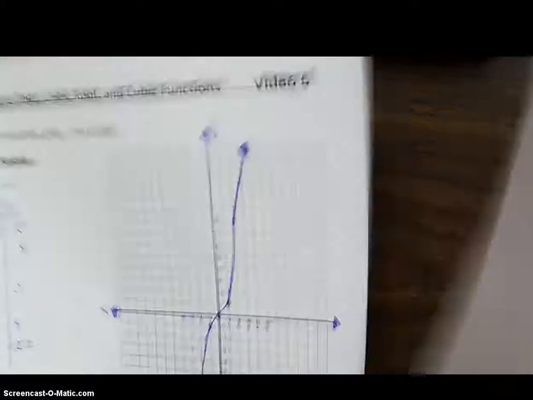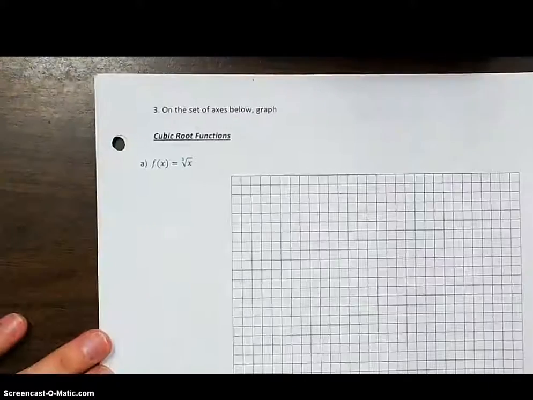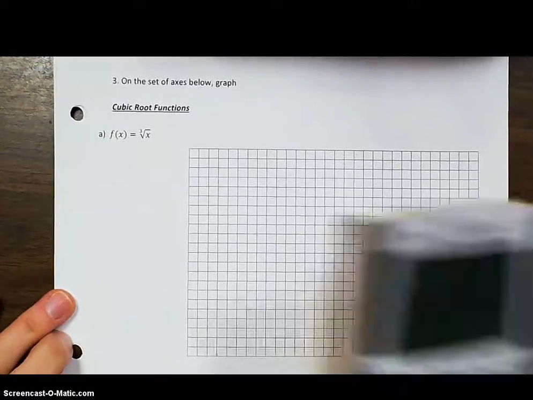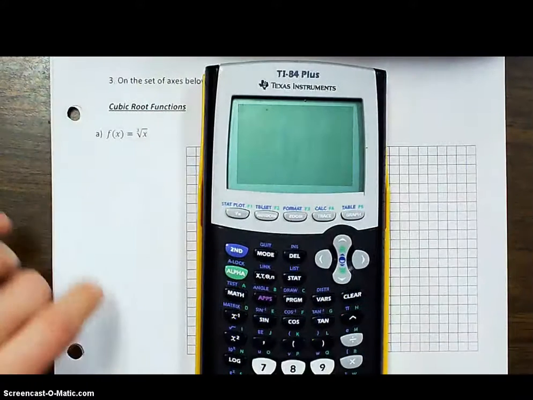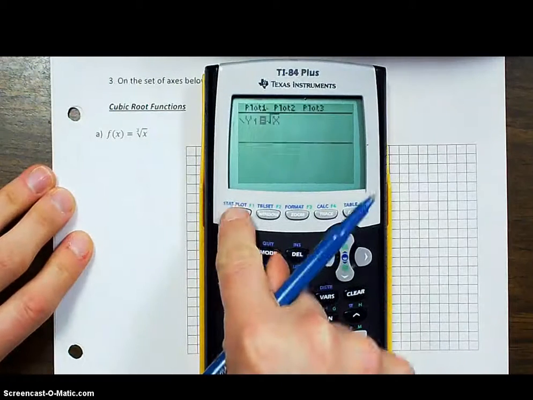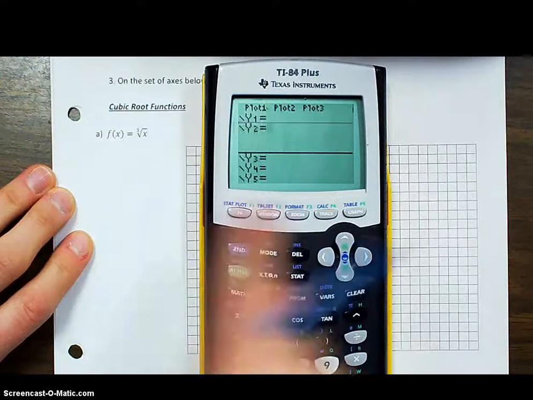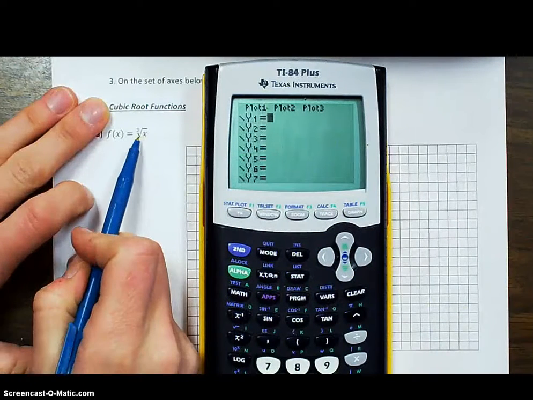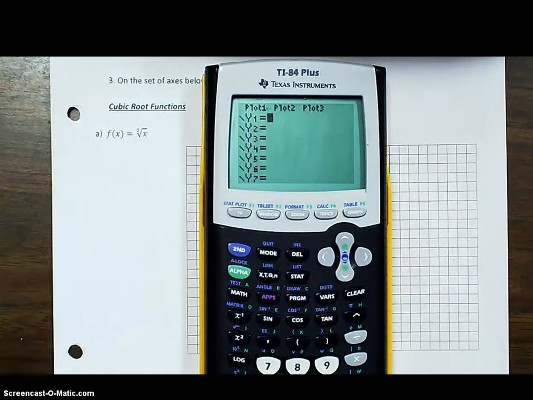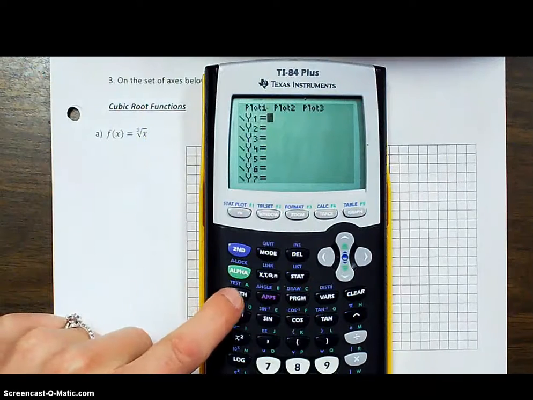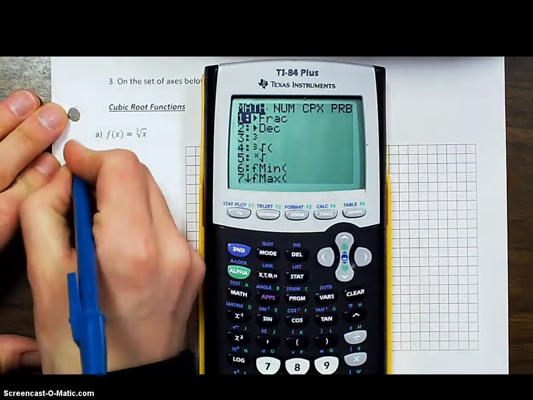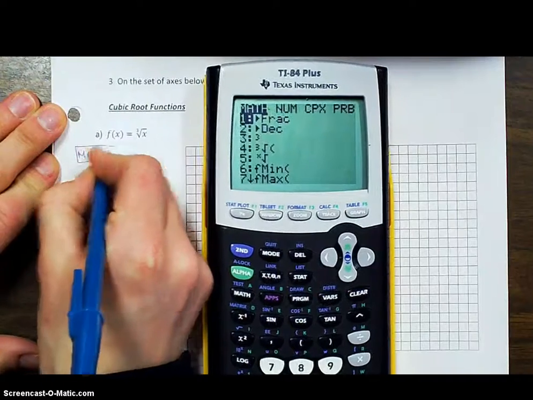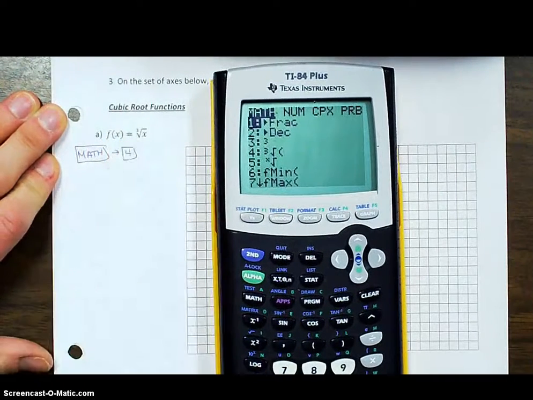All right, up next, our last one for today. We're going to take a look at cubic root functions. You're going to have to watch very carefully to find this in the calculator. We're going to go to y equals. We're going to clear everything out. To get the cubic root, it kind of looks like a square root, but there's a little 3 right there. To get to that, you're going to hit math, and then you're going to go down to choice 4. It's the cubic root.